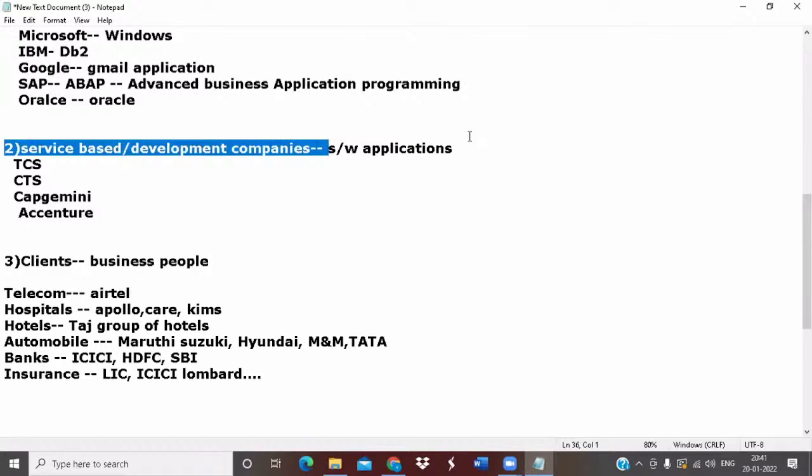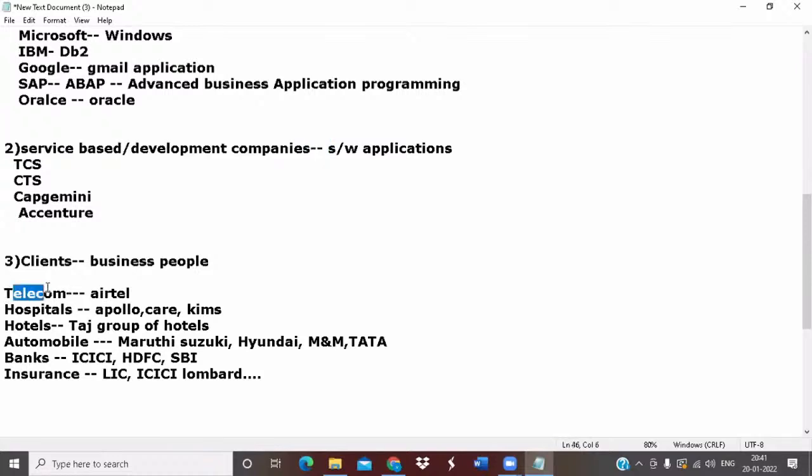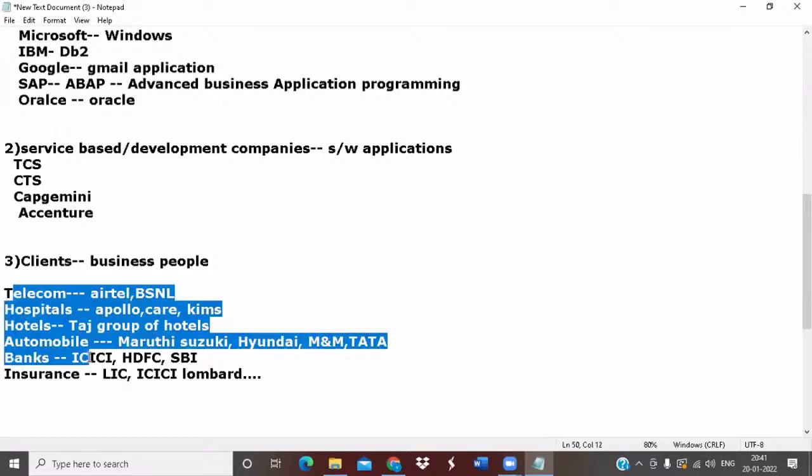My question is, if you go 40 years back, 50 years back, do we have telecom industries in the market? Yes, BSNL. Do we have hospitals 40 years back? Yes. Do we have hotels? Yes. Do we have automobile industries? Yes. Do we have banks? Yes. Do we have insurance companies? Yes. All these industries were there in the market, even 40, 50 years back. Yes or no?